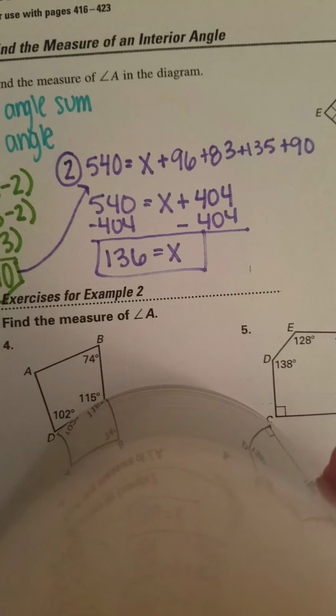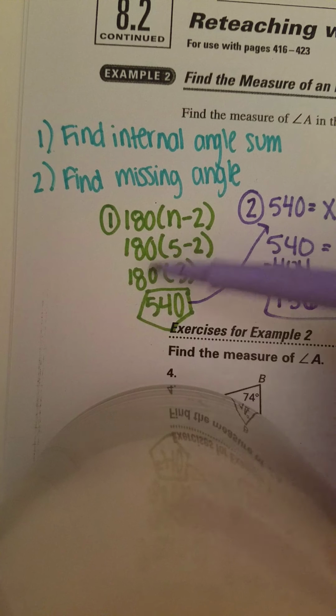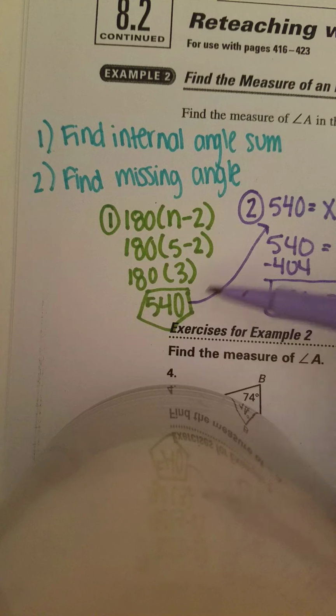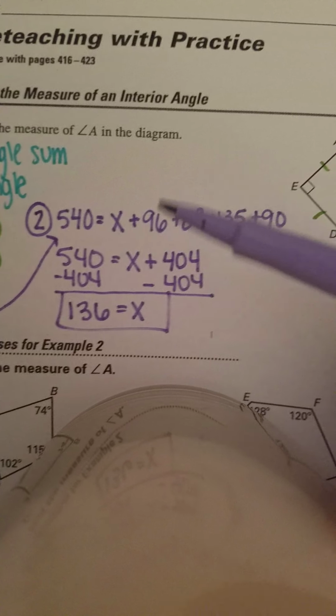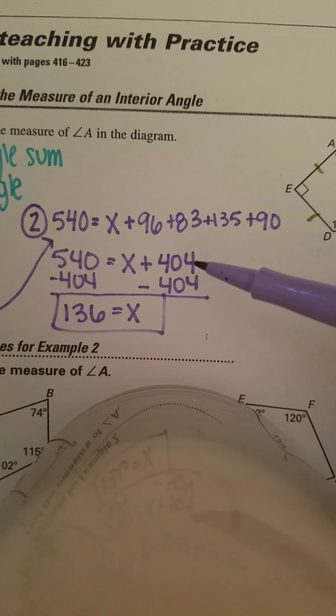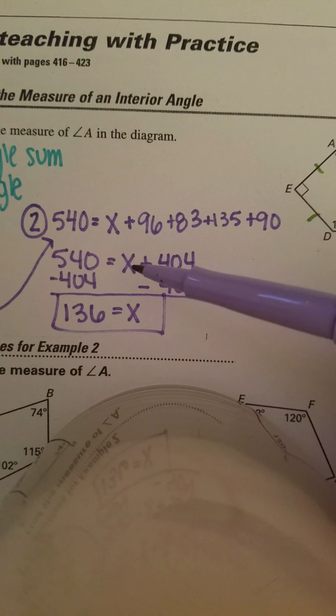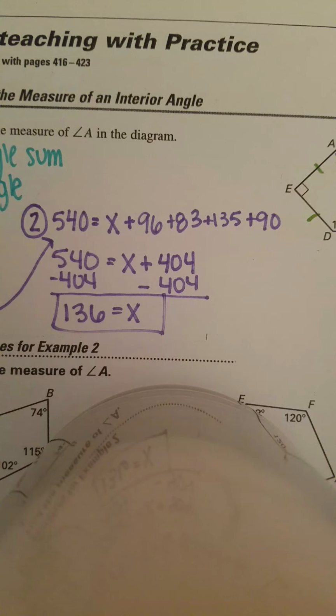All right, so let's go over this again. Step 1, find internal angle sum. So you use this equation. You count up the number of sides and put that there. Solve. You take whatever your internal sum is and bring it over to step 2. You take all of the angle measures, add them together. That's how we got the 404, and we still have our x. So you subtract the 404 because we want to get the x by itself, and you get 136. So there are 3 of those I would like you to do on your own, 4, 5, and 6. So go ahead and hit pause, try those, and then we'll go over them together.